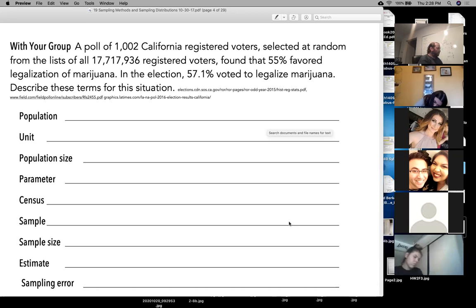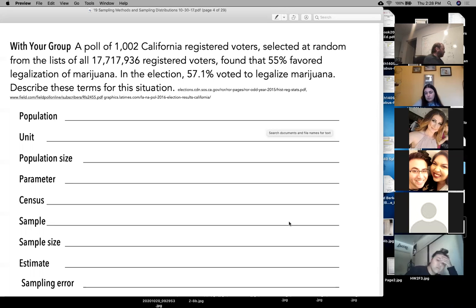A poll of 1,002 California registered voters selected at random from the list of all 17,717,936 registered voters found that 55% favored a legalization of marijuana. In the election, 57.1% voted to legalize marijuana. Describe these terms for this situation.